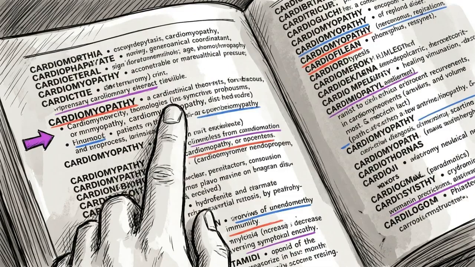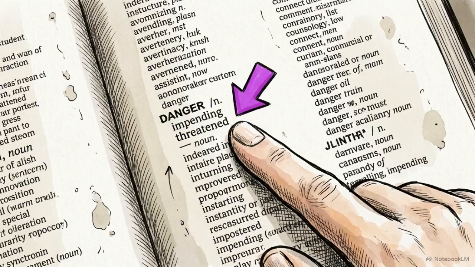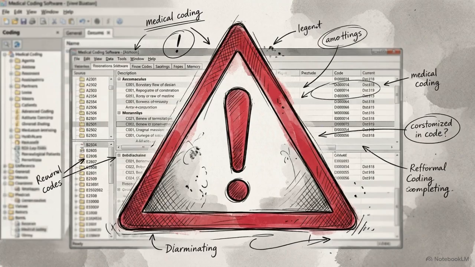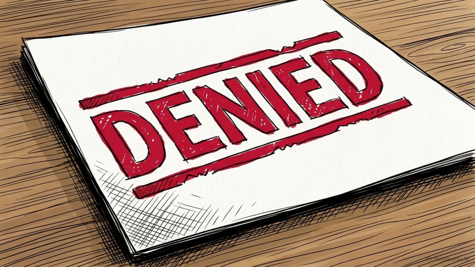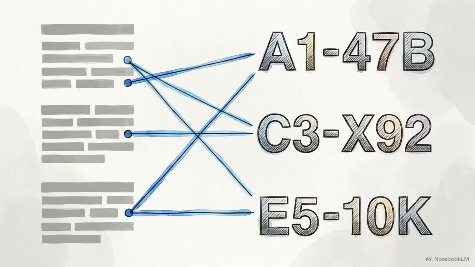Find the main term for the condition and trace the indented subterms to see if impending or threatened are listed beneath it. Never skip the alphabetic index review. Trying to assign a code for a threatened condition without verifying it in the index first is a common, avoidable error. The alphabetic index determines what can be reported when a condition has not occurred. It specifies exactly which impending events have their own designated codes.